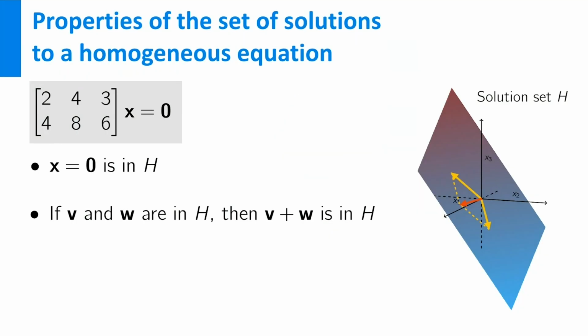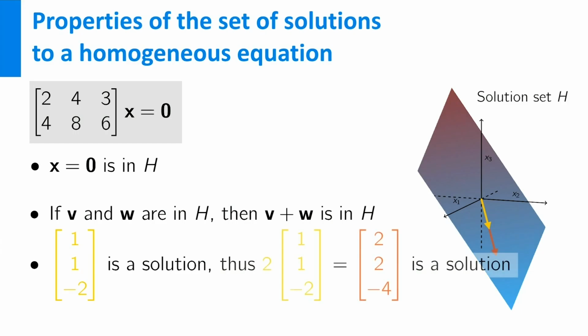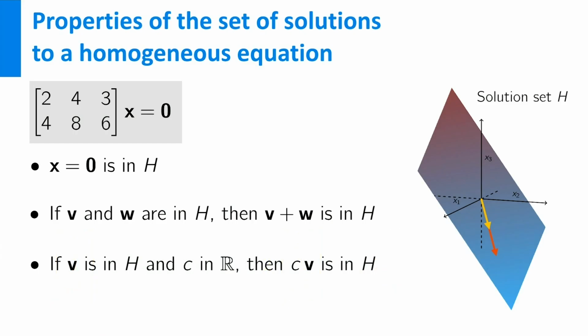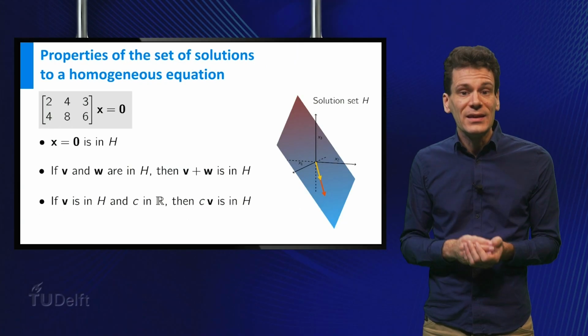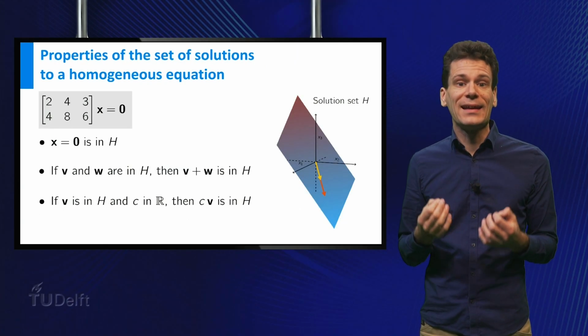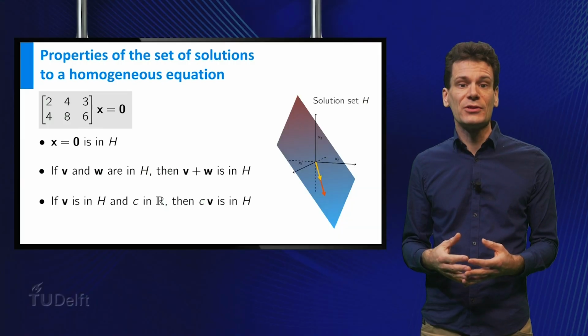Finally, look again at the solution (1, 1, -2). 2 times this vector is again a solution, and again this holds more generally. If v is a vector in the solution set and c is some scalar, then c times v is again a solution and therefore contained in H. We say that H is also closed under scalar multiplication. These three properties are exactly what makes H into a linear subspace.